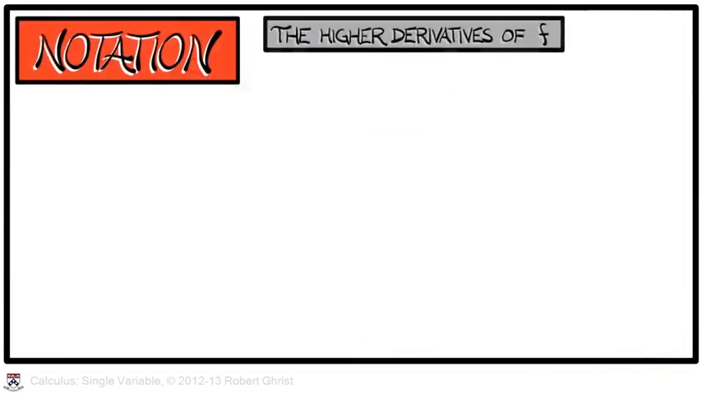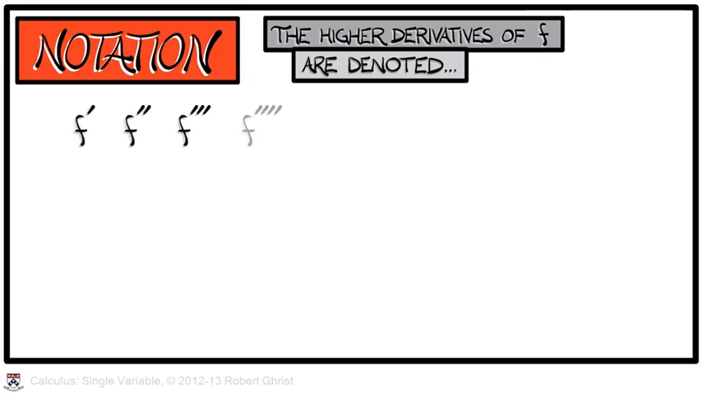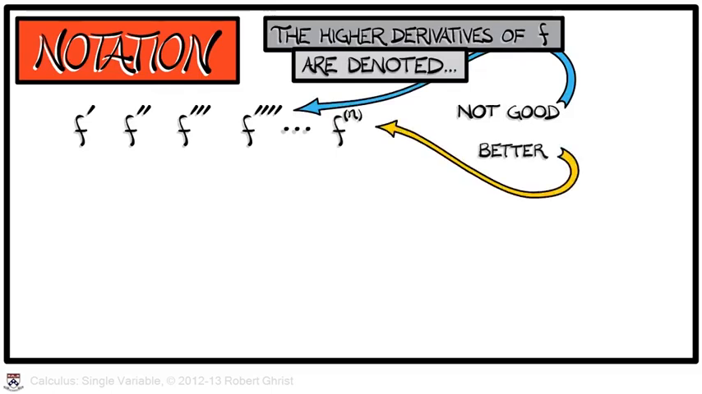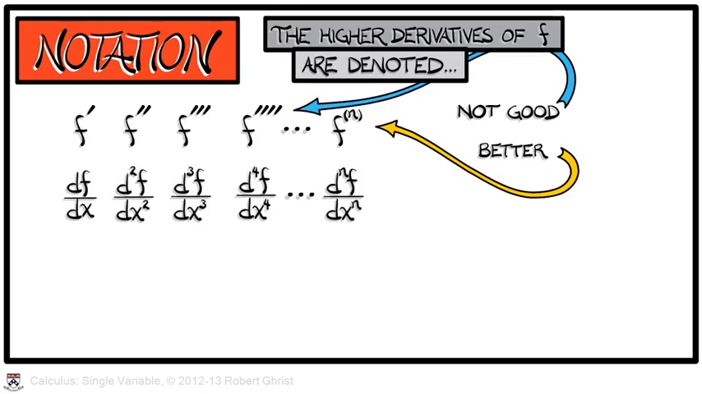Higher derivatives come with a number of different notational conventions. You may be tempted to write f prime, f double prime, f triple prime, etc. This is not so good in general. It might make your homework a little bit confusing to read. A bit better notation would be that which we used for Taylor series, denoting the nth derivative of f using a superscript n in parentheses. Better still is the notation df dx, d squared f dx squared, d cubed f dx cubed, etc.